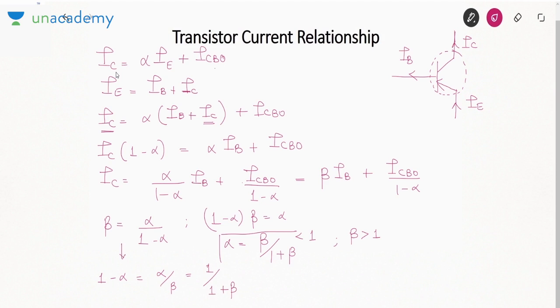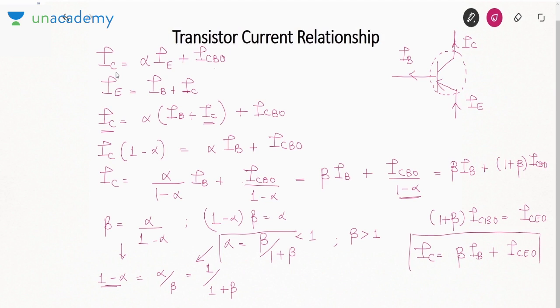Okay, first I have used this, then I have used this. Now which means beta IB. Now 1 minus alpha is 1 over 1 plus beta. So if I substitute 1 minus alpha here, it will become, okay, and this current 1 plus beta ICBO is also written as ICEO. So we get IC is beta IB plus ICEO. The significance of ICEO I will tell you later on.